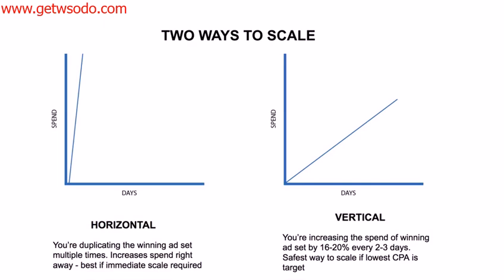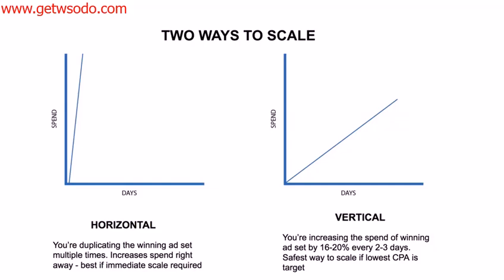The other version is to scale slowly. So increase the ad spend by about 16 to 20% of your winning ad set every 2 to 3 days. This is the safest way to scale. Vertical scaling is the safest way to scale. And it's also ideal if you're dealing with very small audience sizes.